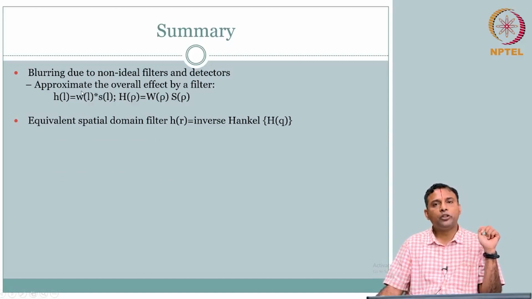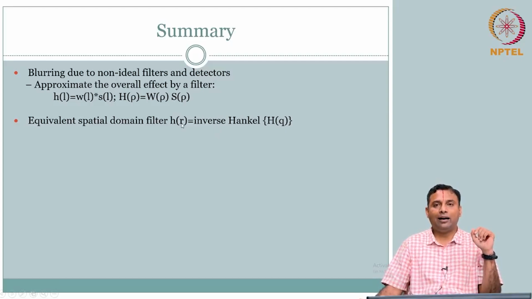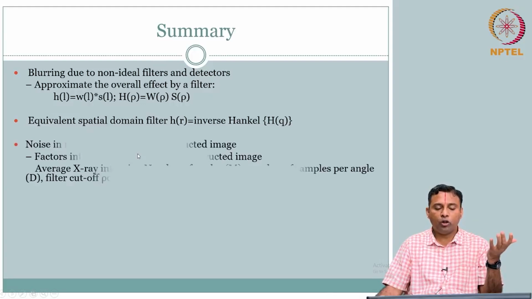Then we talked about image quality. In image quality, we talked about blurring introduced due to your filtering, the non-ideal filter, and the area detector. It is not a point detector, there is an area detector, and therefore that introduces a blurring effect. We talked about this and the equivalent filter that you can get for the blurring, which we obtained using the inverse Hankel transform, H of R. So this is something that we did, and then we talked about noise.